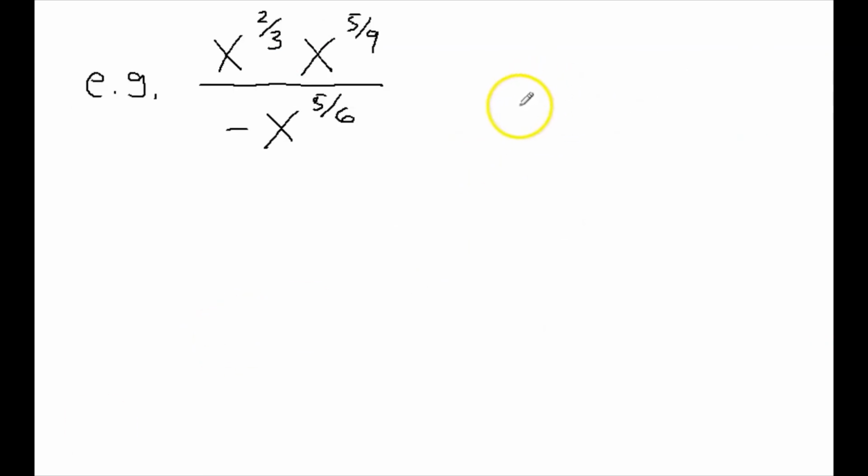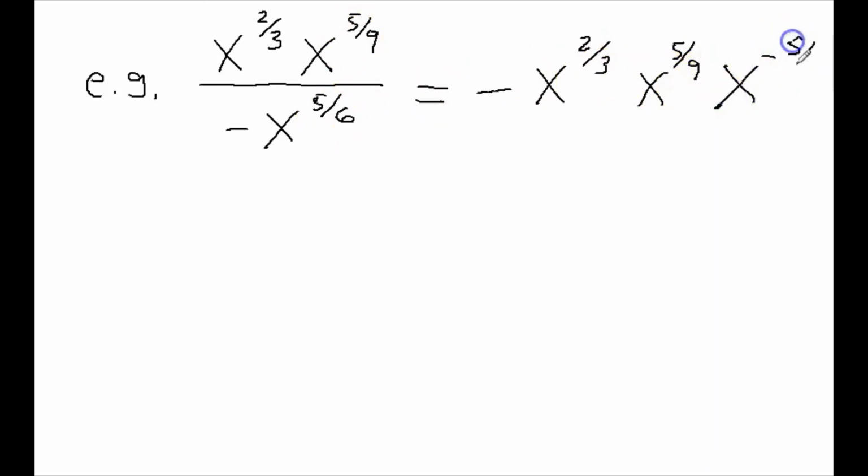Okay, how about this? x to the 2/3 times x to the 5/9 over negative x to the 5/6. Okay, first of all, I'm going to move that negative out front. Okay, I'll have x to the 2/3, x to the 5/9. Those are in the numerator and will remain so. You see that x to the 5/6 in the denominator? You can move it into the numerator by making the exponent negative. So that x to the 5/6 that's in the denominator, if you move that into the numerator, the exponent becomes negative. You see that?